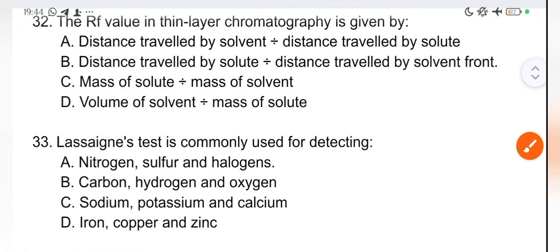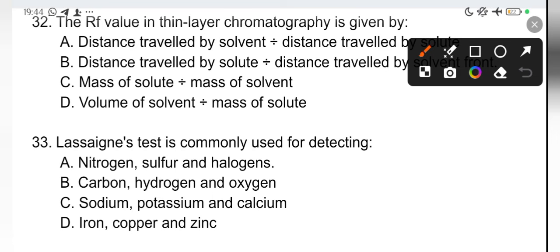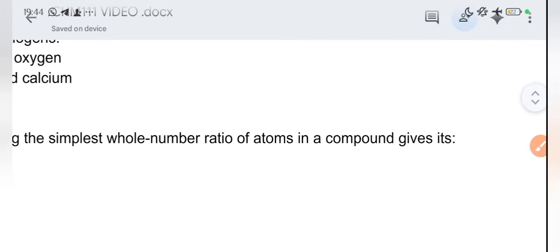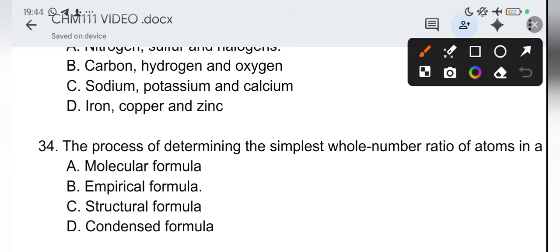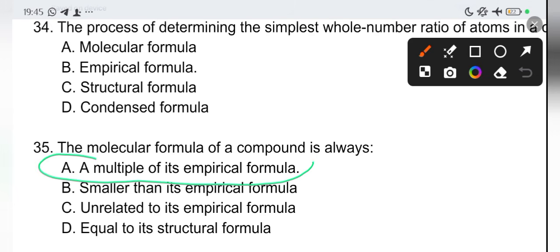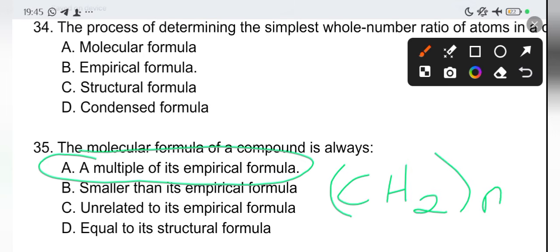33. The Lassaigne's test is commonly used for detecting nitrogen, sulfur, and halogens. Please, all of these elements and all of these compounds have tests. Please try to know the basic tests. 34. The process of determining the simplest whole number ratio of atoms in a given compound gives its empirical formula. So you should know that empirical formula is the simplest formula. All right. 35. The molecular formula of a compound is always a multiple of the empirical formula. So let's say CH2 is the empirical formula. If you want to get the molecular formula, you just multiply by n. It's always a multiple.